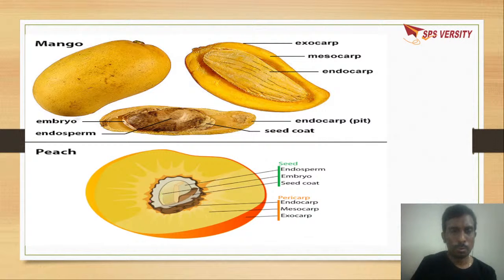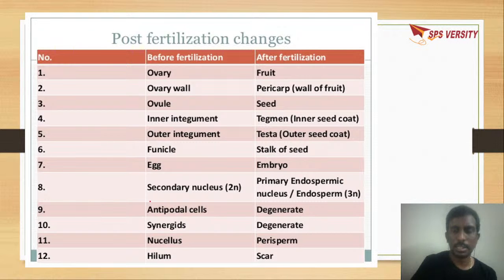And when you come to fruits, till now what we discussed is about seed. Now we are going to discuss the fruit. From where is this fruit formed? The fruit is formed from the ovary. After fertilization, the ovary develops into fruit. The ovary wall develops into the fruit wall, which is called pericarp.